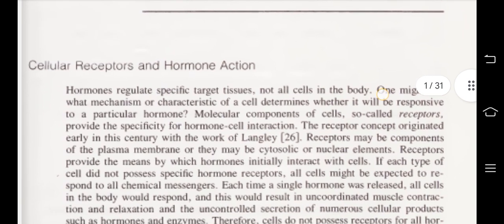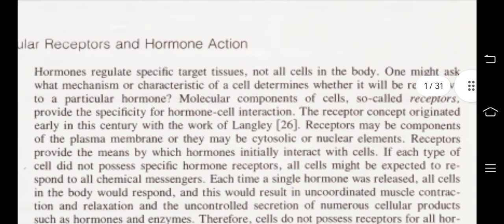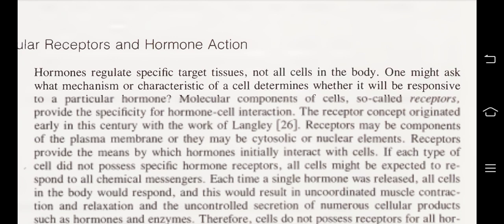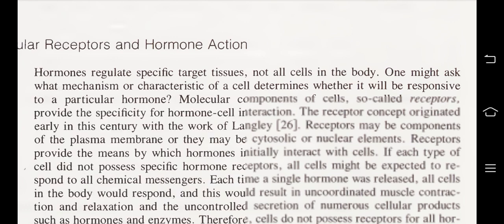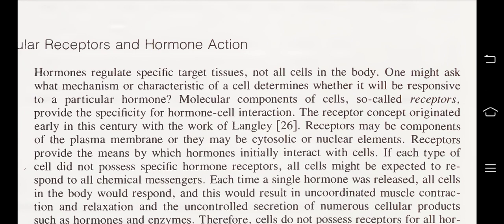Now, cellular receptors and hormone function. Hormones regulate specific target tissues, not all cells in the body. One might ask what mechanism or characteristics of a cell determines whether it will be responsive to a particular hormone. Molecular components of cells called receptors provide the specificity for hormone-cell interaction. So hormones regulate specific target tissues. Molecular components of cells, so-called receptors, provide the specificity for hormone-cell interaction.